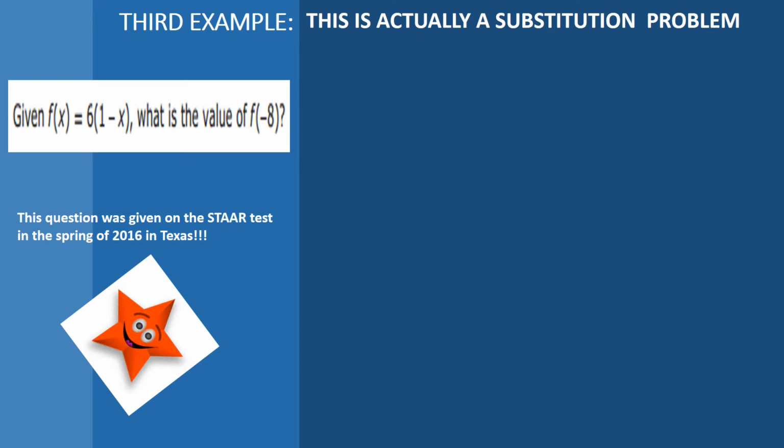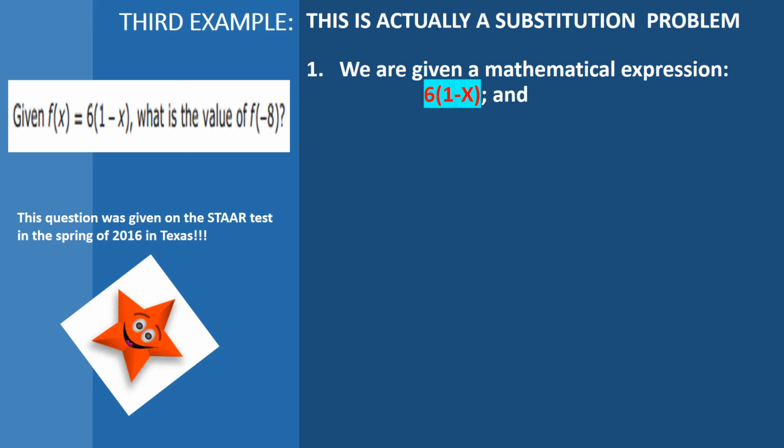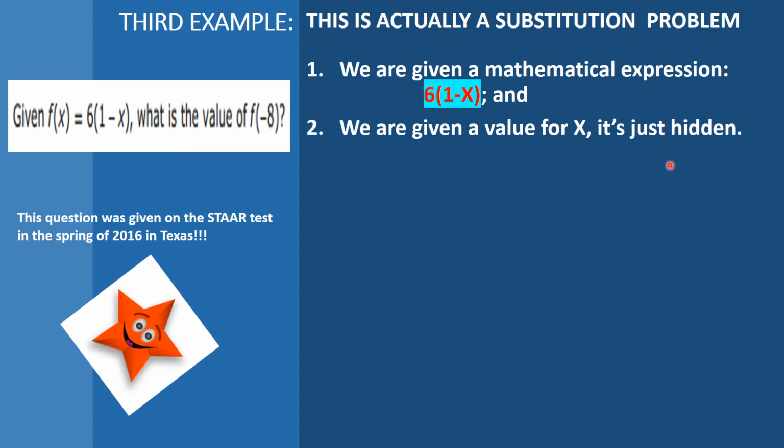Number one, look at that problem carefully. We're given a mathematical expression, 6 times 1 minus x. And also, we're given a value for x. It's just kind of hidden a little bit. So this business here about f with a negative 8 inside parentheses, all that means is that x is equal to negative 8. So I have a mathematical expression, 6 times 1 minus x, and I have a constant, x is equal to negative 8.